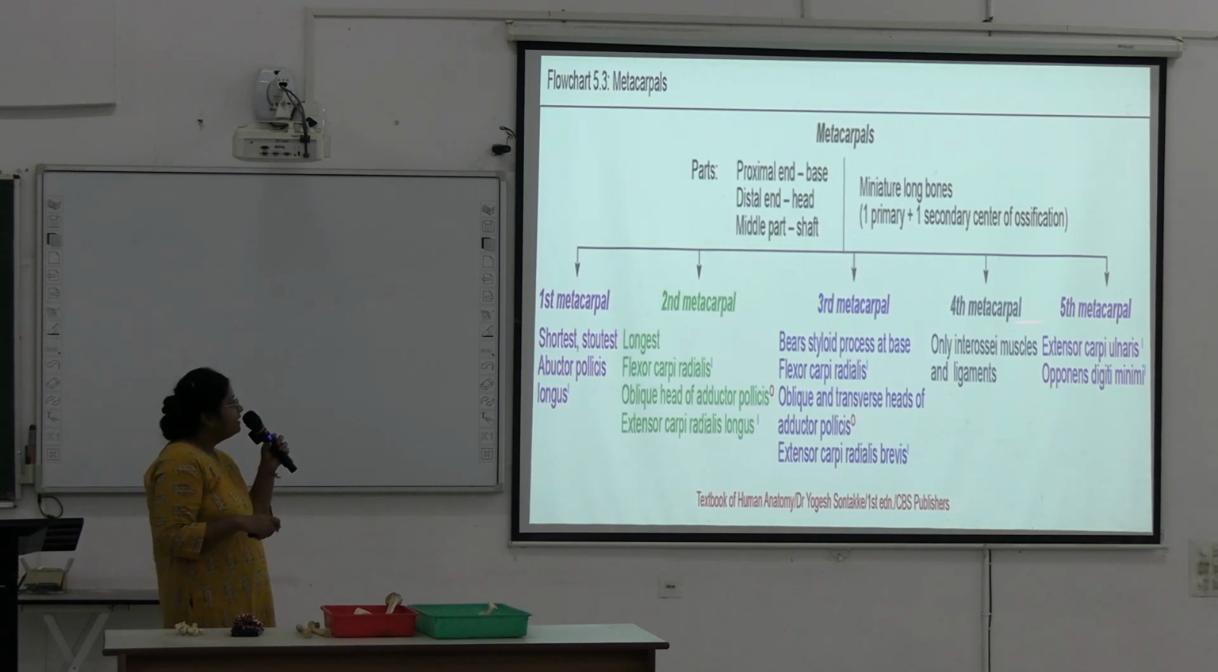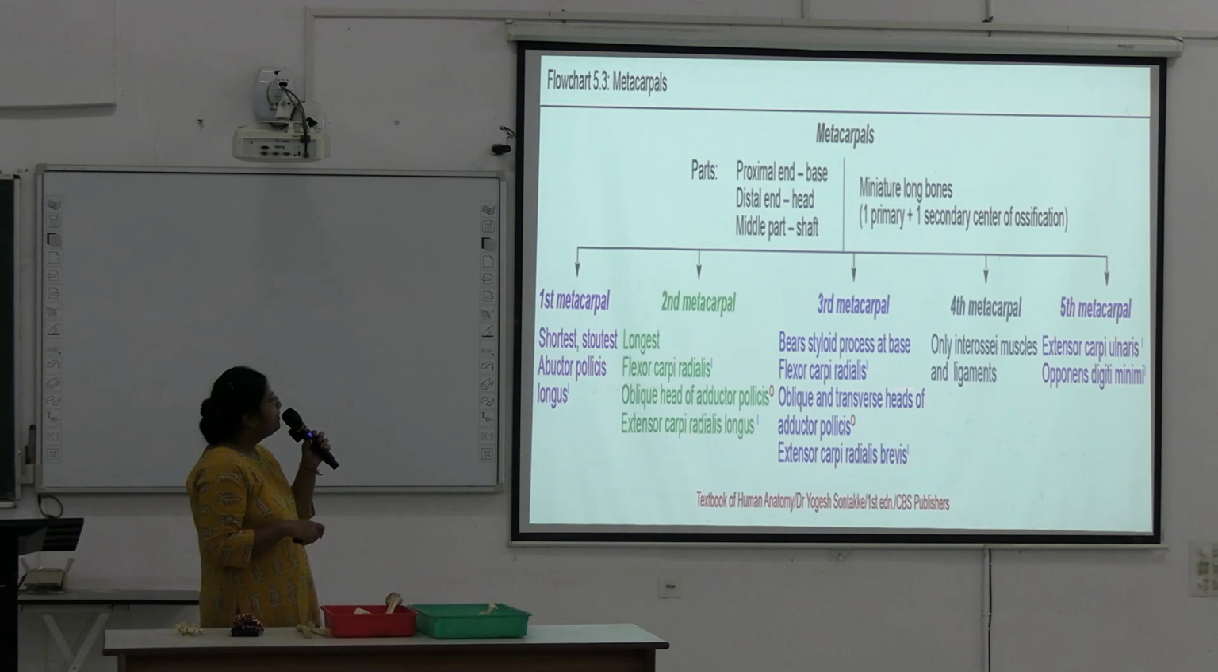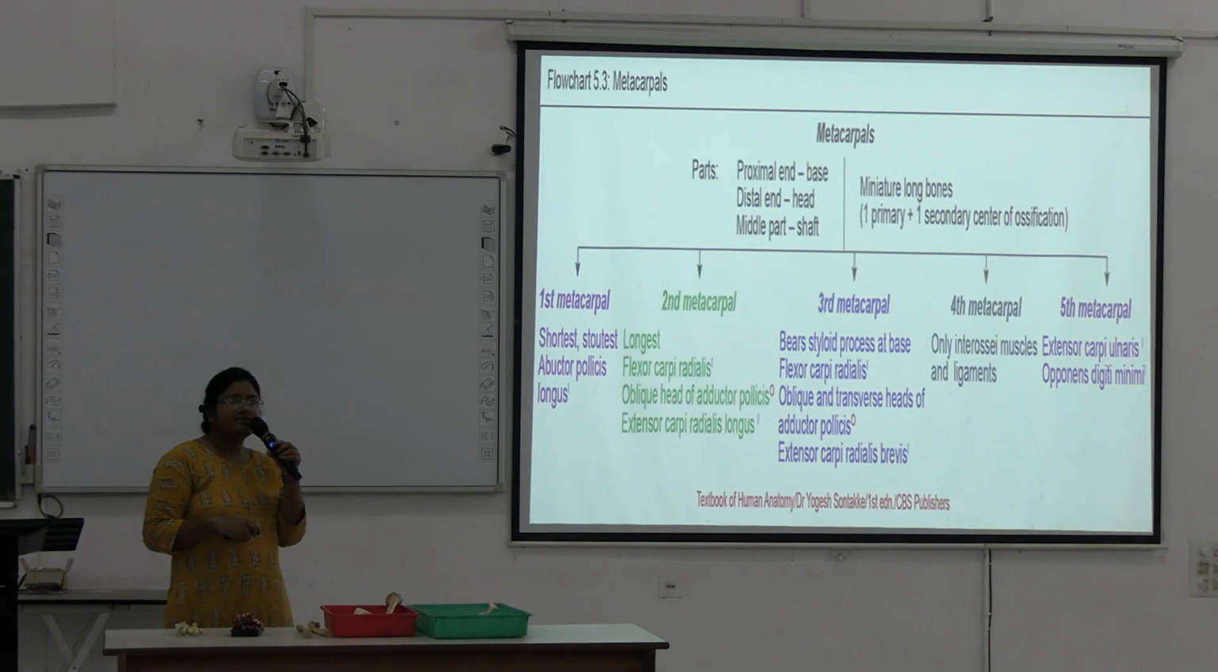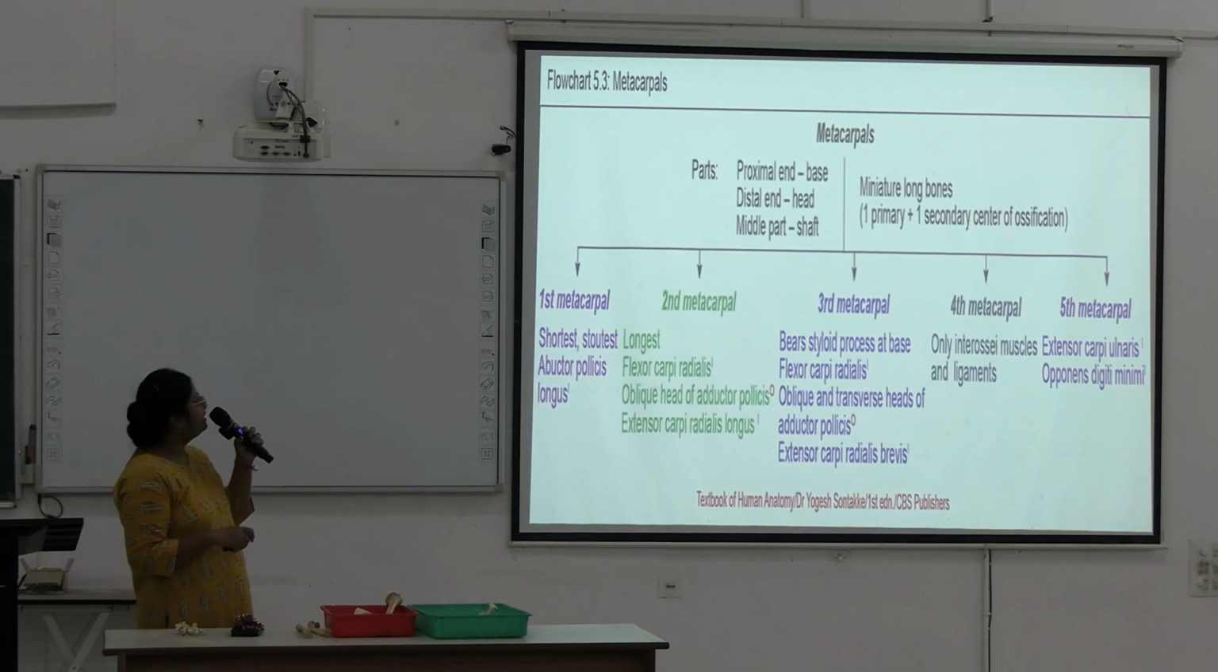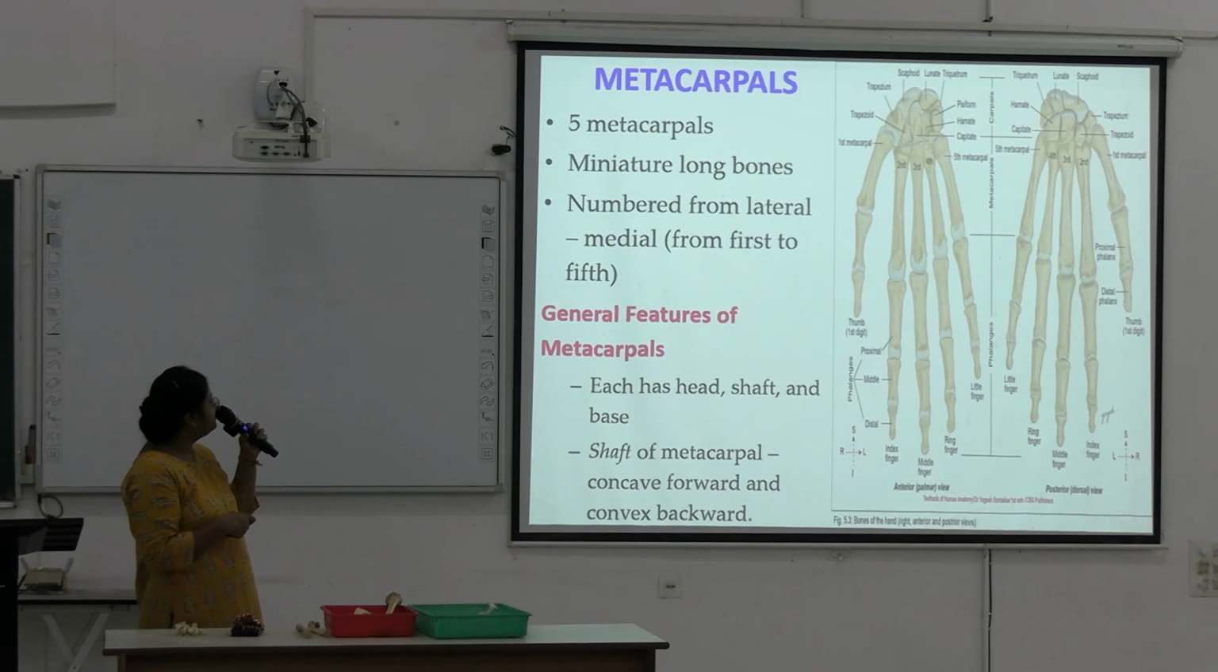And on the fourth metacarpal, only interossei muscles and ligaments are attached. On the fifth metacarpal, extensor carpi ulnaris insertion and opponens digiti minimi insertion occur over here. So this is the summarization of metacarpals. Now we will discuss the metacarpals in detail.